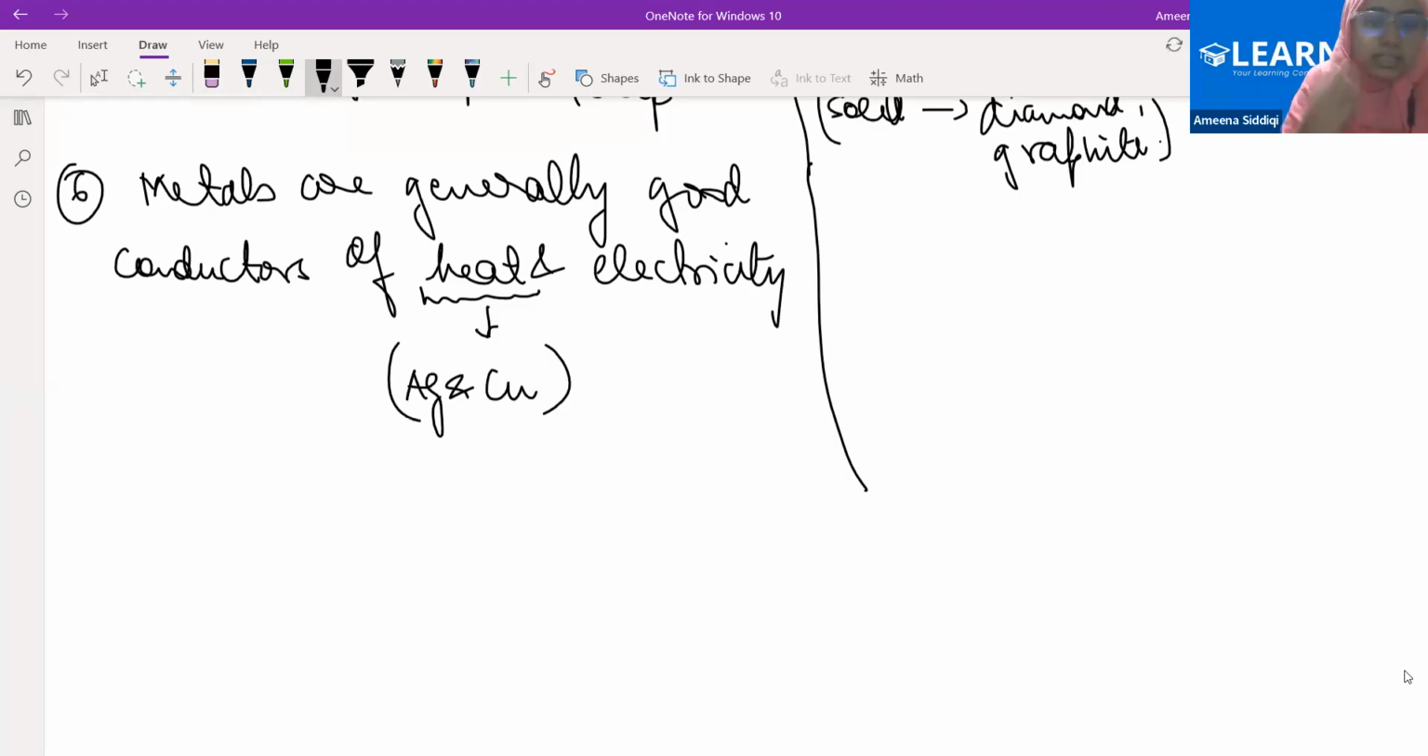Fine. There are also exceptions here, beta: mercury and lead. These are two metals which do not conduct heat and electricity. That's lead and mercury, right? Yes, beta. Hg is for mercury, Pb is for lead. These do not conduct heat and electricity.